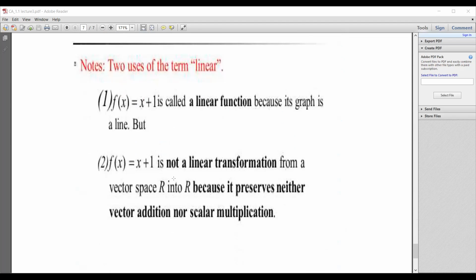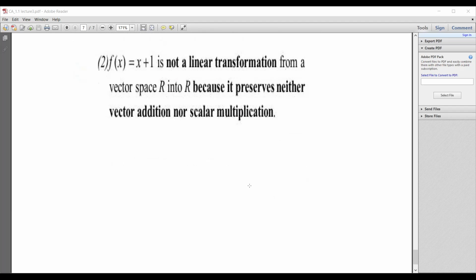As I discussed, the note on how the use of the term linear is justified is also written over here. f of x equal to x plus 1 is called a linear function because its graph is a line. But f of x equal to x plus 1 is not a linear transformation. So you can call f of x equal to x plus 1 a linear function, no harm in that, since the power of x equals 1 over here. But it doesn't satisfy the conditions of a linear transformation. So it cannot be a linear transformation from the vector space R to R.